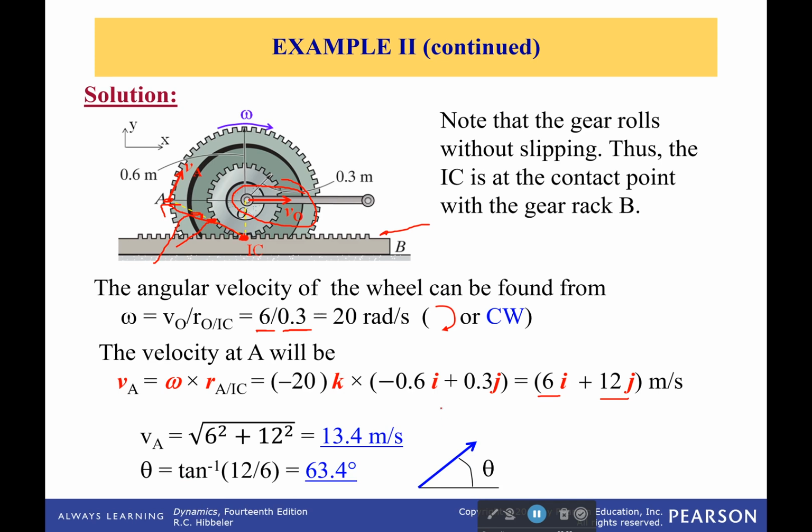So that's it. The instantaneous center is an amazing tool, and I really hope that you go back and try out some of your other problems that maybe you've been struggling with.